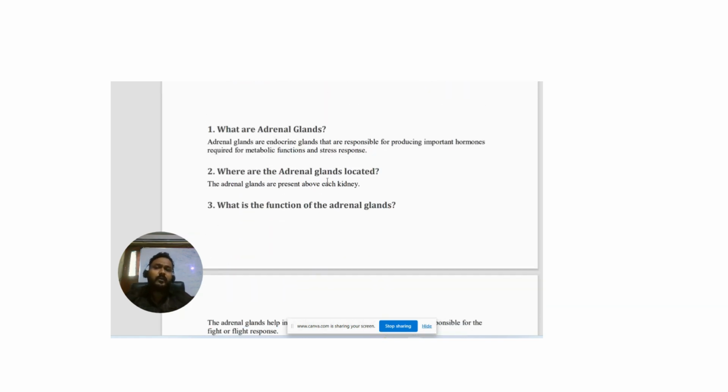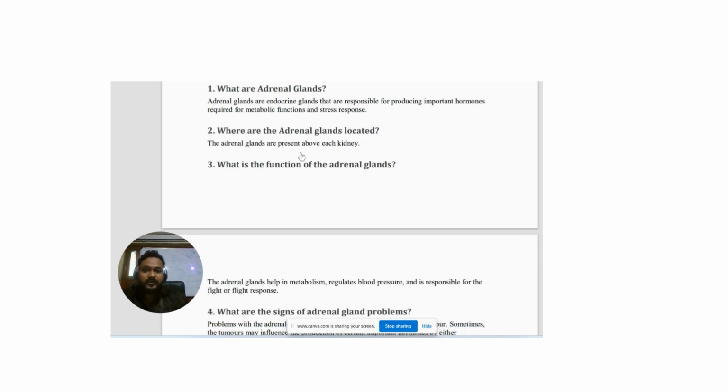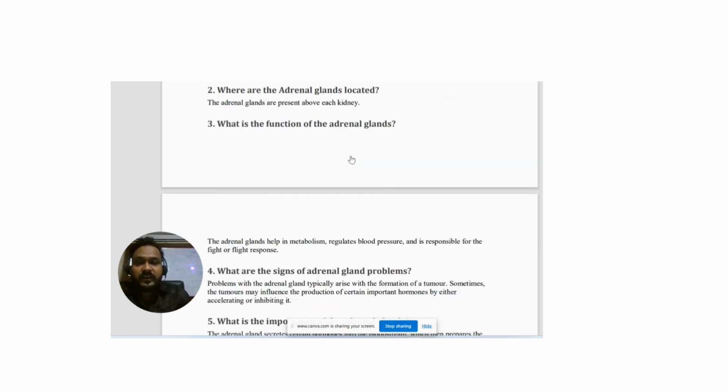Now, these are the important questions which are frequently asked in exams. What are adrenal glands? Adrenal glands are endocrine glands that are responsible for producing important hormones required for metabolic function and stress response. Where is the adrenal gland located? The adrenal glands are present above each kidney.